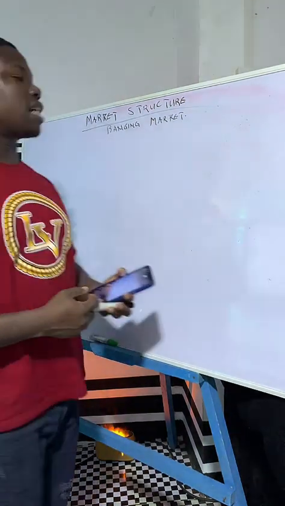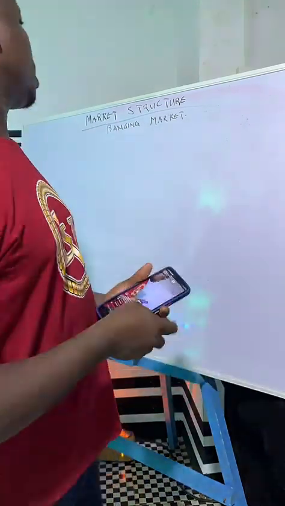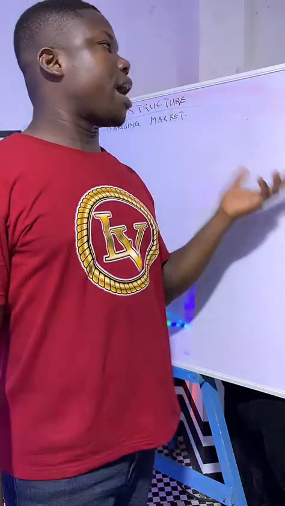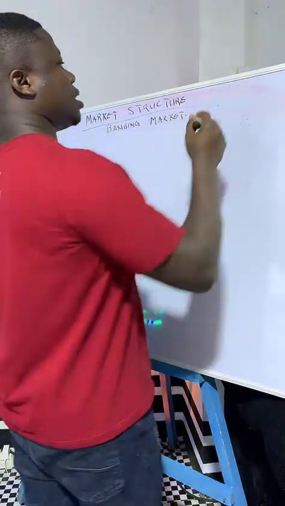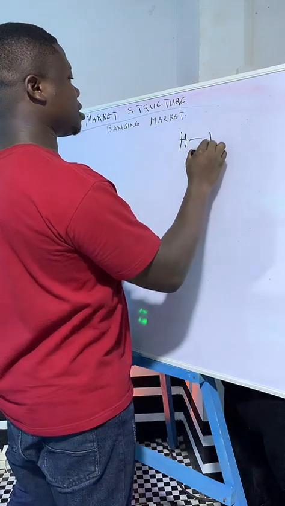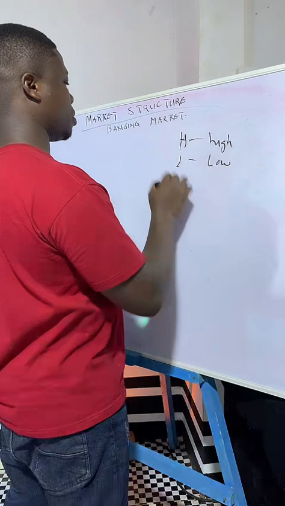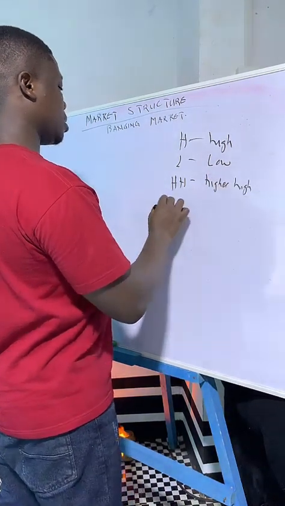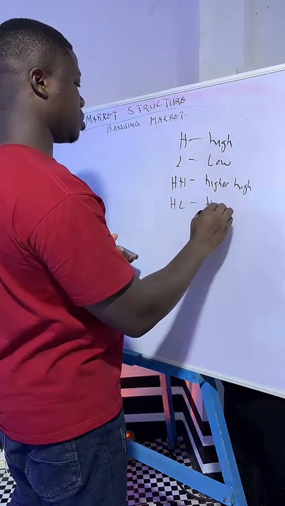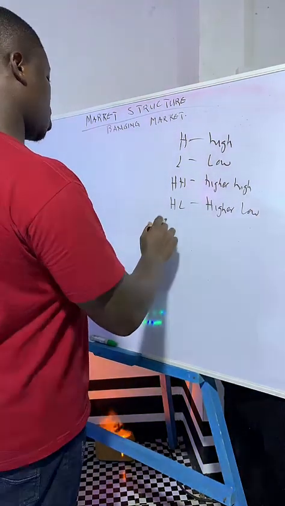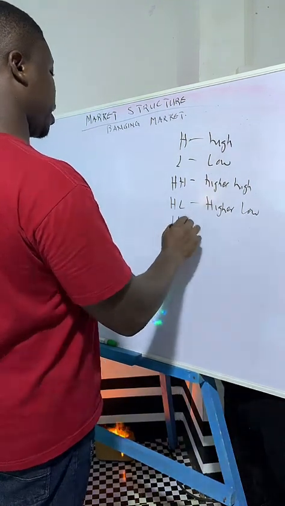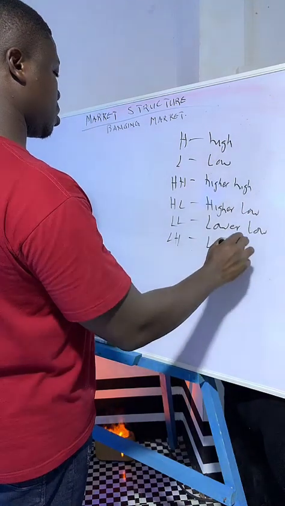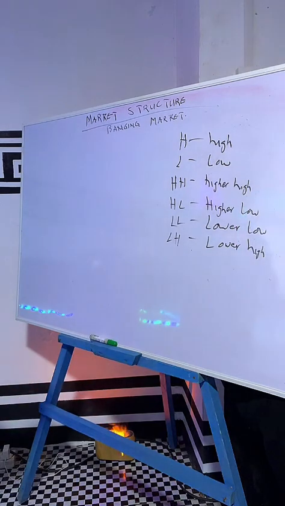Okay, so yesterday we started with market structure, and we got to know we have 3 different types of market structure. If you are looking at market structure, what should come into your mind is this: H for highs, L for lows, HH for higher high, HL for higher low, LL for lower low, and LH for lower high.